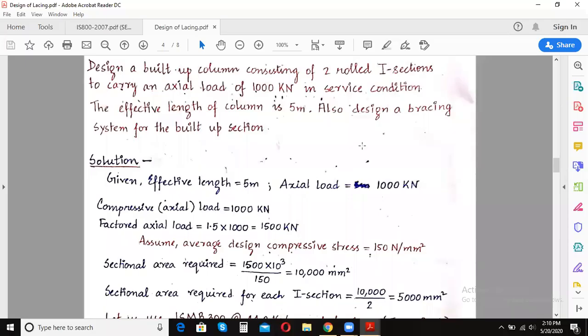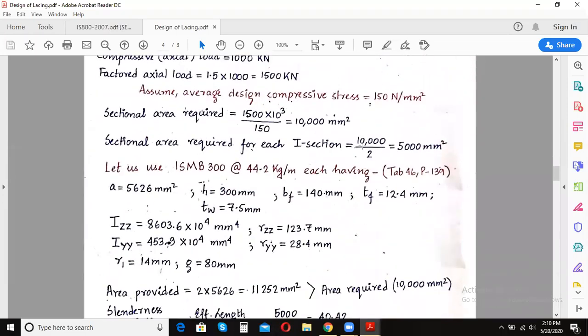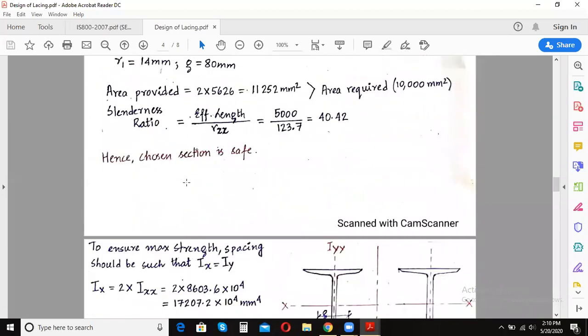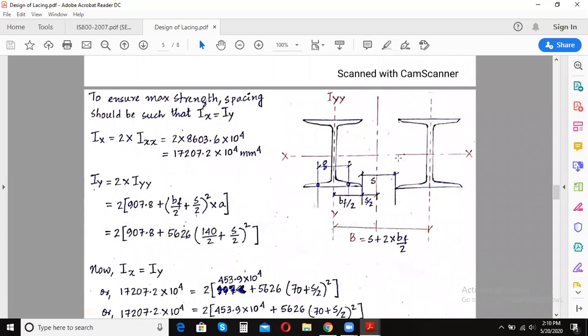Welcome back to another lecture on steel structures. We were designing a built-up column consisting of two rolled I sections, which was to carry an axial load of 1000 kilonewton along with a bracing system. So the I sections with which the built-up column is to be constructed is chosen as ISMB 300, and the distance apart at which these two I sections would be placed in the built-up column was calculated to be 110 millimeters.